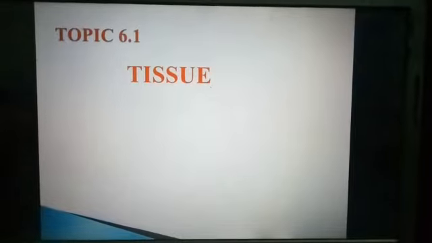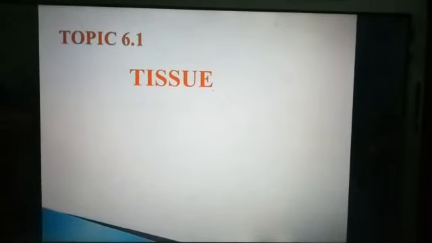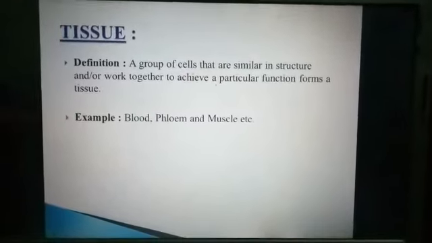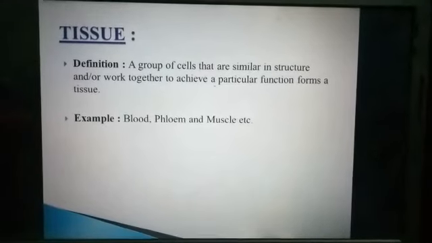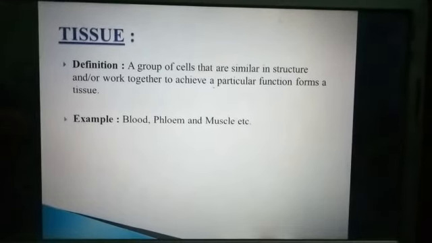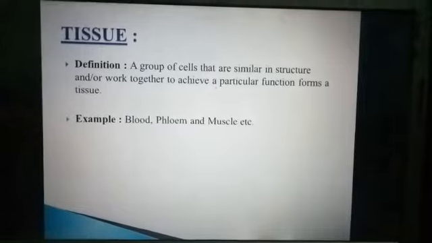So our first topic is 6.1 tissue. First we are dealing with the definition and then an example. Before going to the definition, we have one recap.